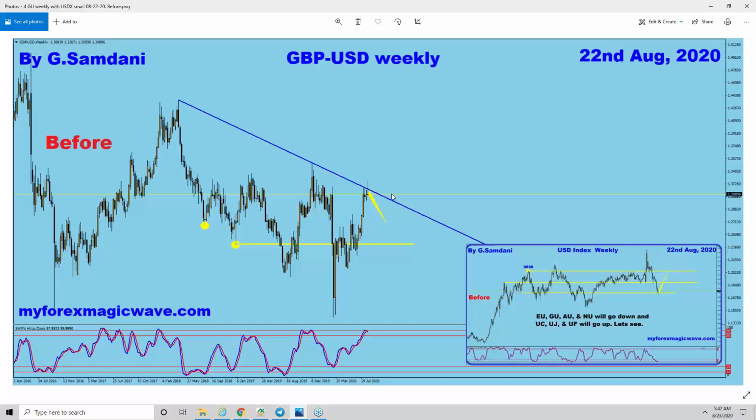This is a nice weekly TL you can see, and the last candle we made is a beautiful shooting star kind of pattern, candlestick, right? And it's a very good reversal pattern, reversal candle, and it is at the TL. So very, very strong chance that it will drop.